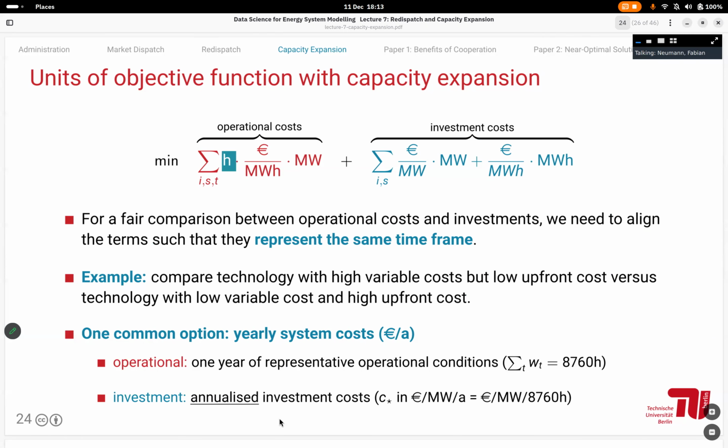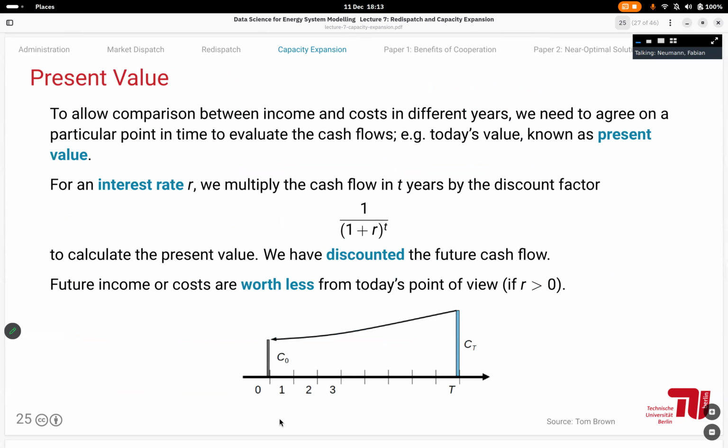And annualized investment costs. For those who did either energy systems or energy economics, the annualization involves some notion of time valuation of money, a so-called present value, where cash flows over time have different value, whether you get 100 euros today or 100 euros in 10 years' time, due to inflation and interest rates and opportunity costs of different things that you can do with the money. You would most certainly prefer 100 euros today rather than 100 euros in 10 years' time.